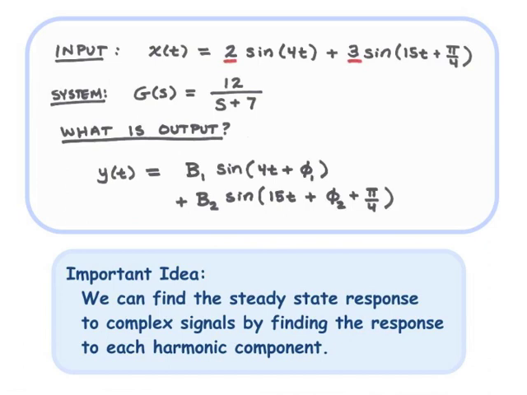Let's look again at what we've done in this example. We found the response to an input that was not just a sinusoid, but was a combination of sinusoids at different frequencies. And the way we did this was we found the response to each sinusoid component. And this brings up an important idea, that we can find the steady-state response to complex signals by finding the response to each harmonic component. This is an important idea because, as Fourier showed, we can take all sorts of complex signals and break them up into harmonic components.